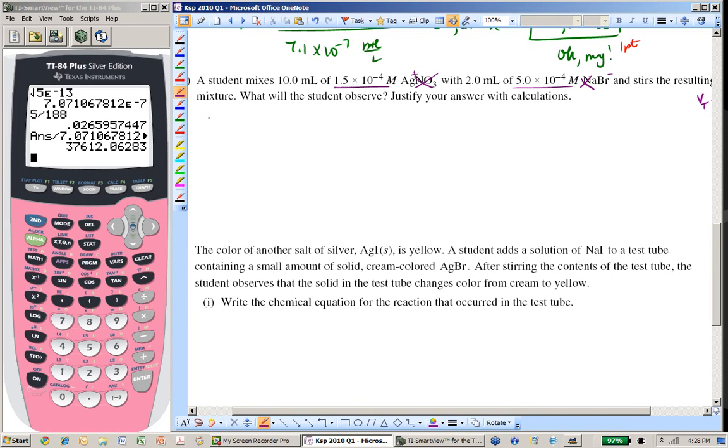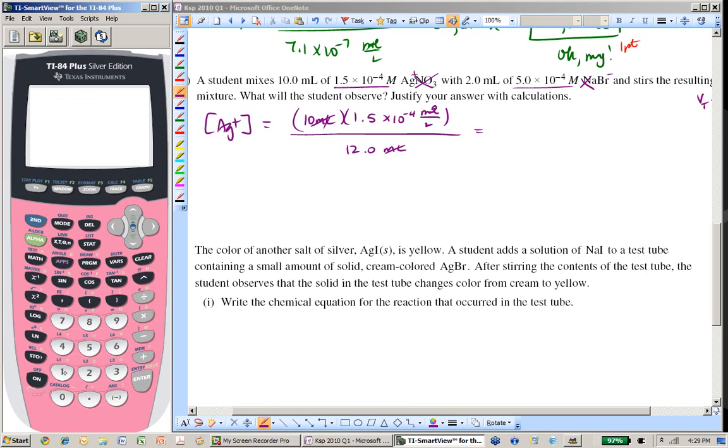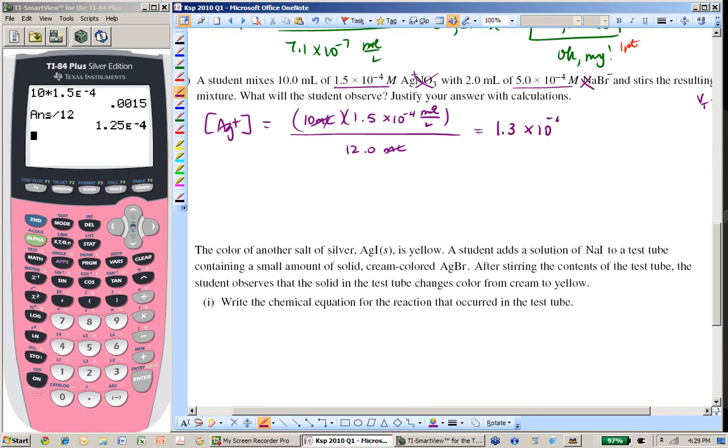So Ag+. That would be my 10 milliliters times its concentration to get millimoles. So my liters cancel and I get millimoles for that, divided by the total volume of 12 milliliters. So that really cancels all that out and I just get moles per liter. It cleans up nicely as well. And that is 10 times 1.5 times 10 to the minus 4 divided by 12. Okay, so let me clear all this mess out. I should have just done that part in my head. Sorry, too late now. Divided by 12. 1.25, let's call that 1.3, times 10 to the minus 4.